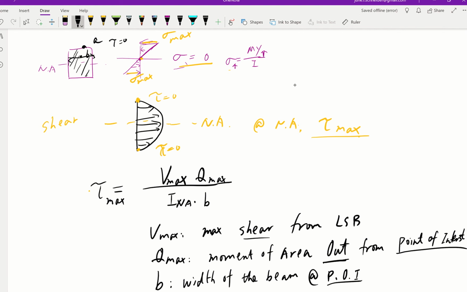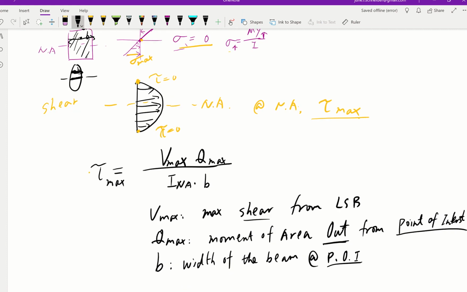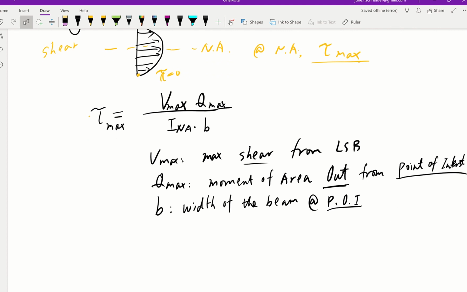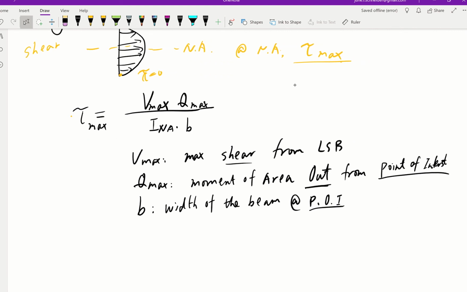But if you have some weird shape, like an oval, and this is point B, the width at B is going to be this width, which is quite different from the base here. So it's going to be the width of the beam at that point of interest. Knowing that, we're going to spend some time on this Q. What is Q? Q is the moment of area.